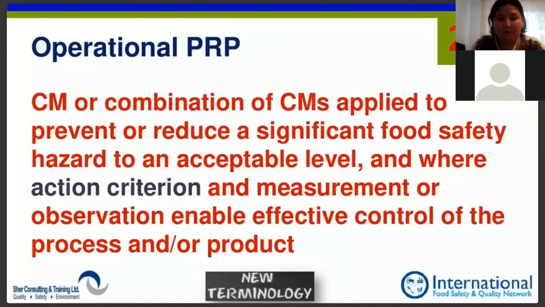In addition, if you are a PRP, in other words, you are being applied not as part of the process, but around the process, like hand sanitizing, like preventive maintenance, like pest control, glass control, and you are crucial, you are essential to reduce or prevent a significant food safety hazard, you're also an OPRP. And that is the old version OPRP. So that hasn't changed. That was always an OPRP. But now it's also an OPRP in the process.